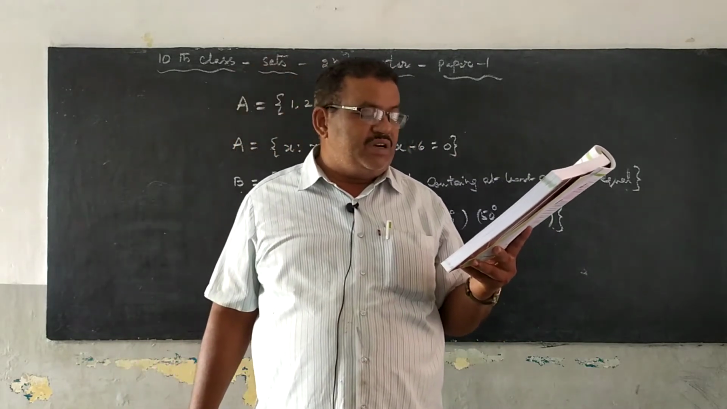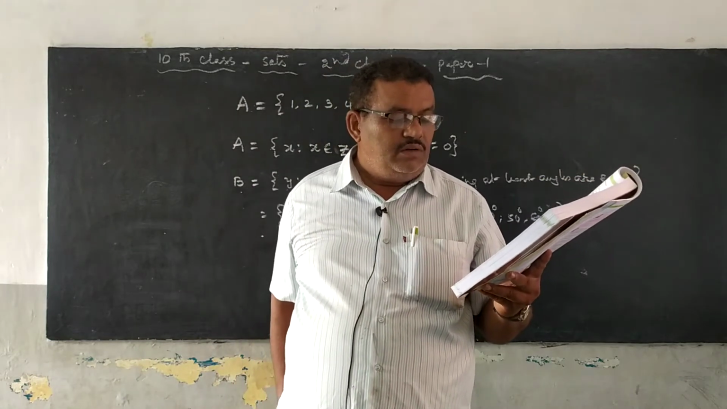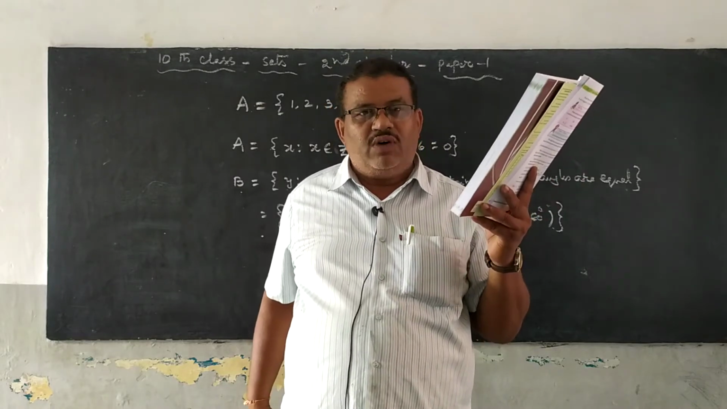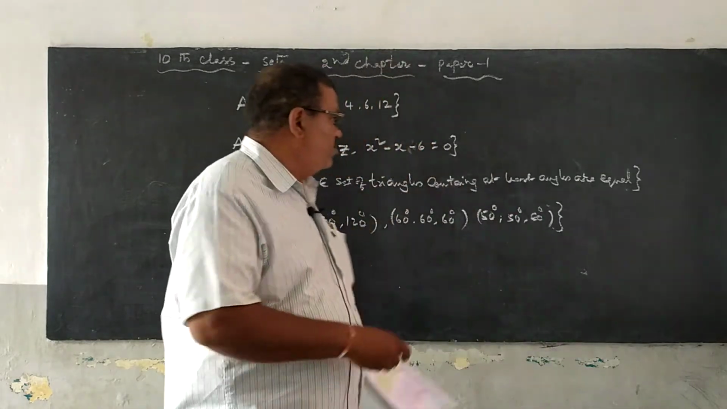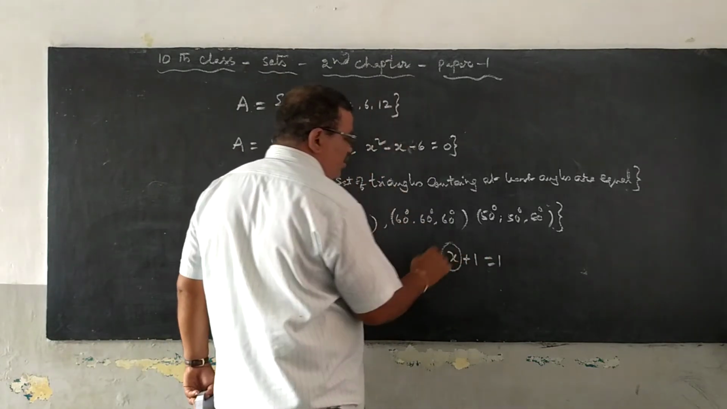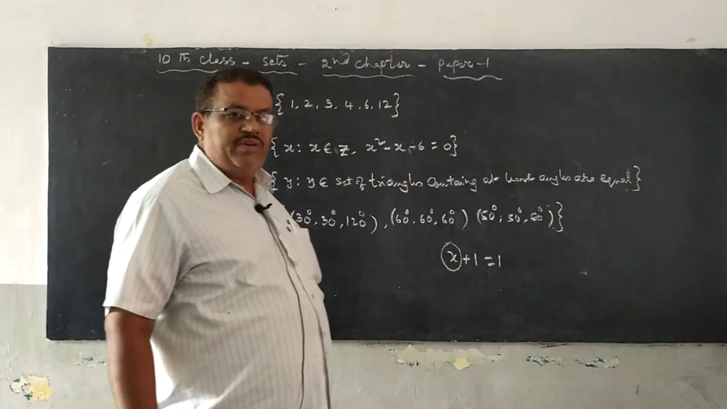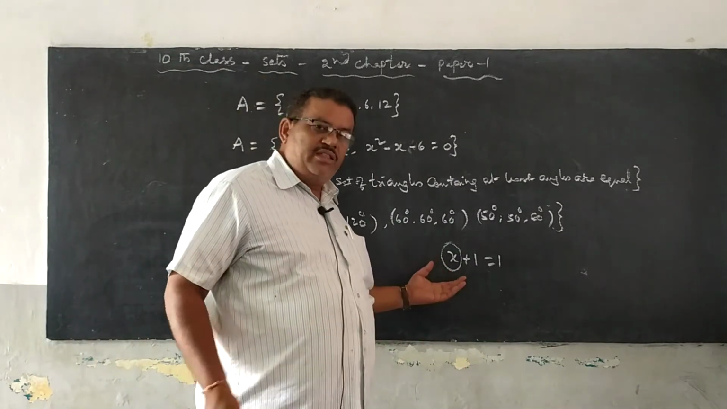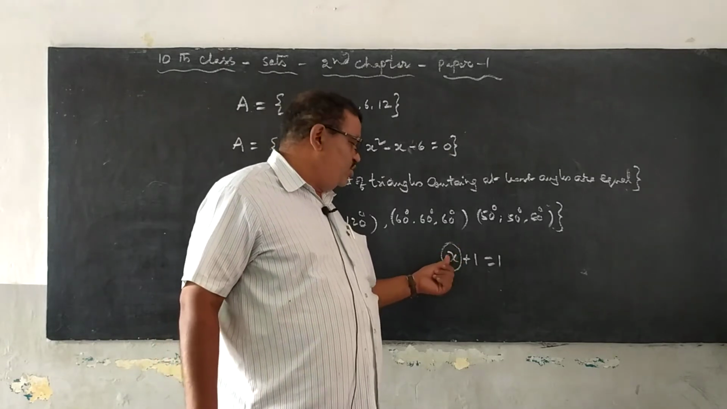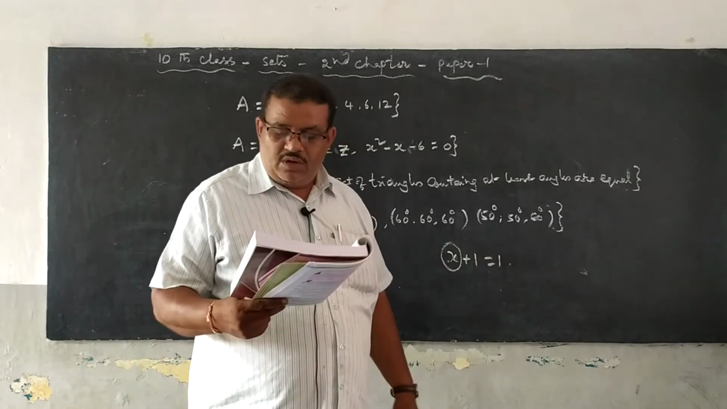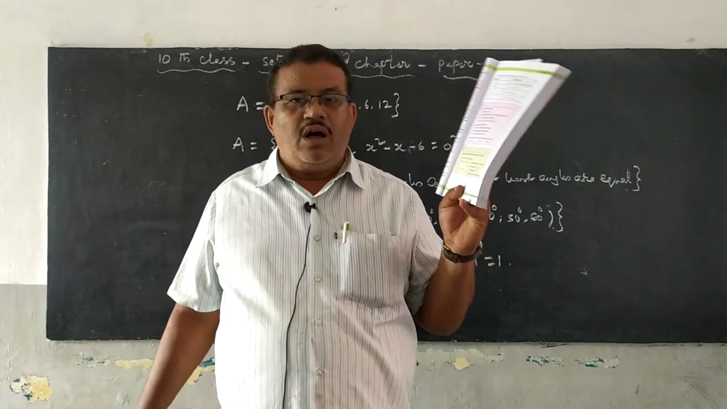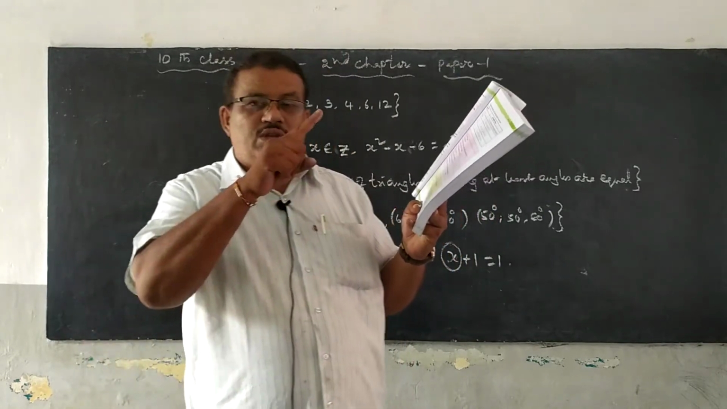Second one is the set containing element 0. So this is related to answer C. x is an integer, x plus 1 equal to 1. Which element satisfies the condition? x plus 1 equal to 1. We already discussed it in the previous class, already in 9th and 8th classes. 0 is the element. 0 is the additive identity. 0 plus 1 is 1. So the second one, the set containing element 0, is related to option C.